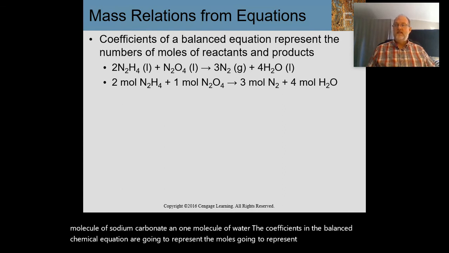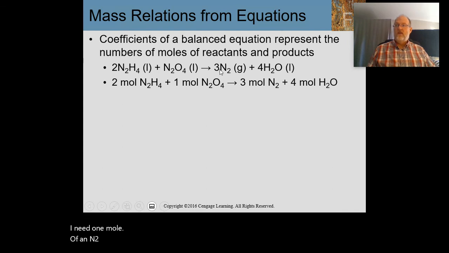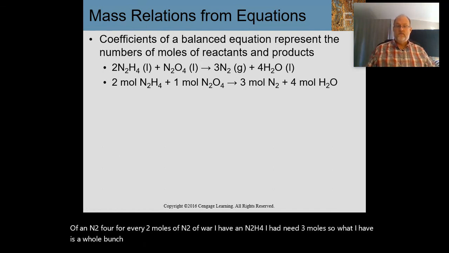So what this means is if I had this equation here, which has a lot weirder numbers, for every 2 moles of N2H4, I need 1 mole of N2O4. For every 2 moles of N2O4, I have N2H4, I need 3 moles. So what I have is a whole bunch of ratios of moles.